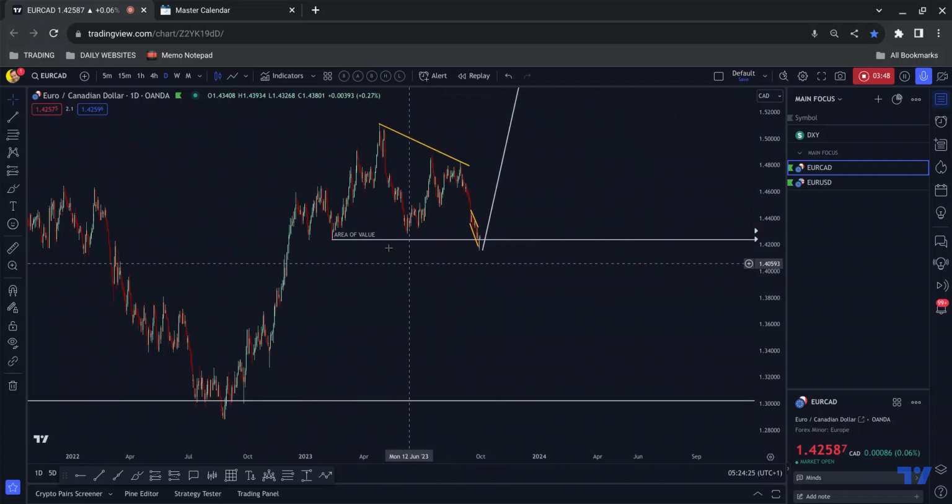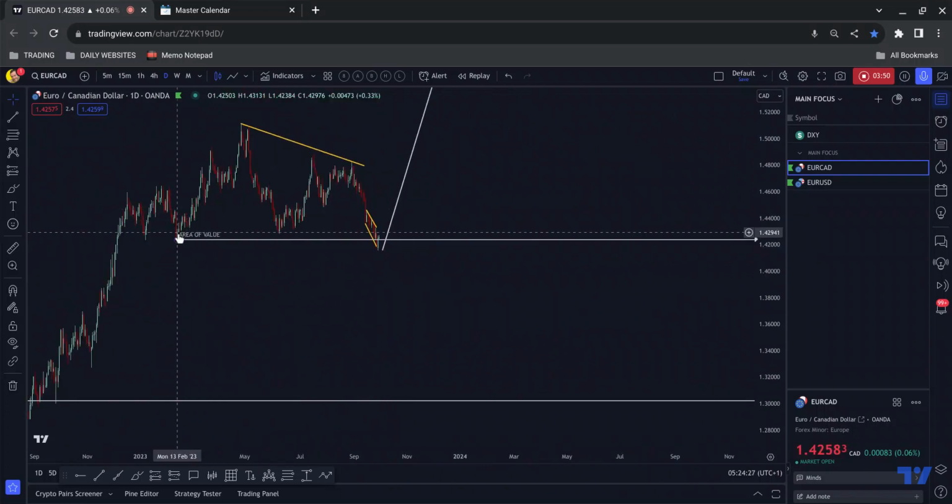We then, talking about near misses, we have an area of liquidity here. Price pushes up, pushes down, and then we have another near miss as well.